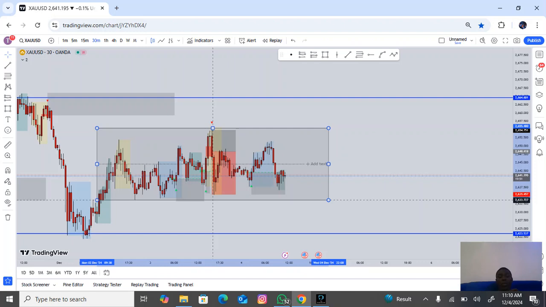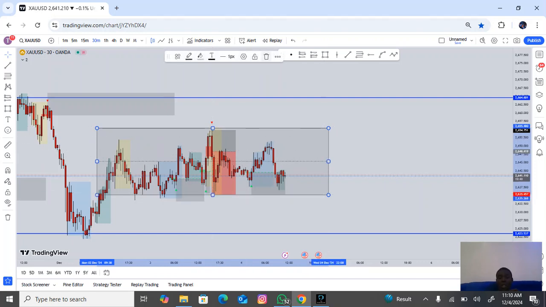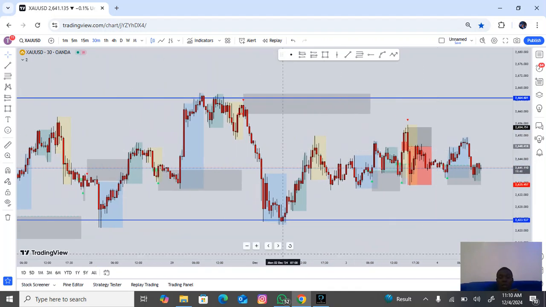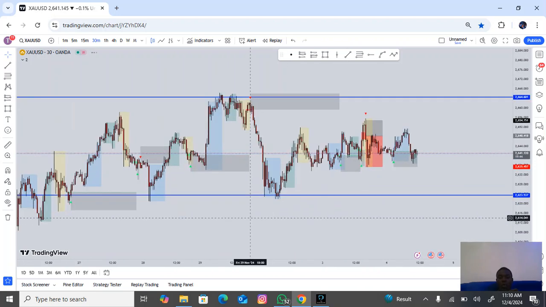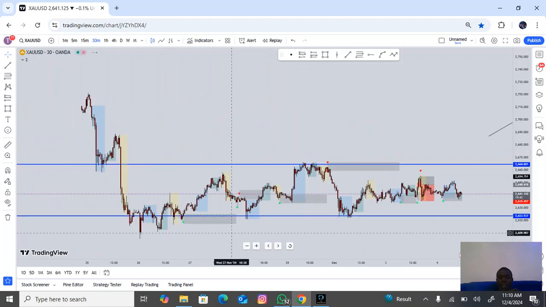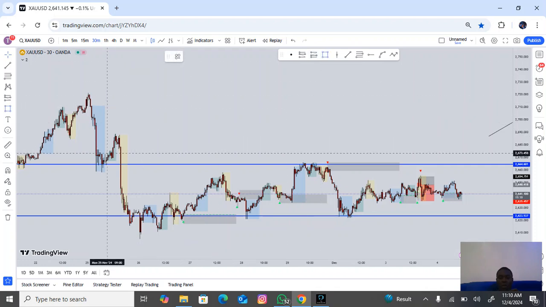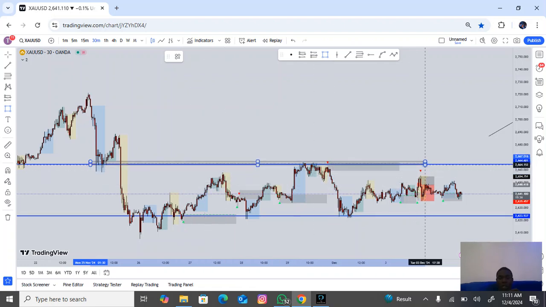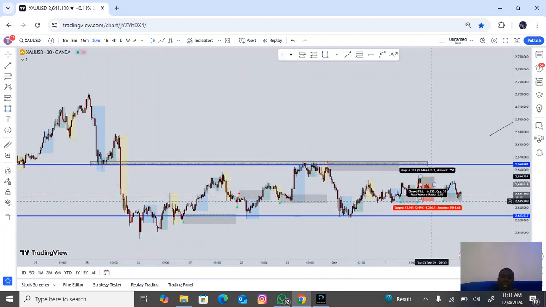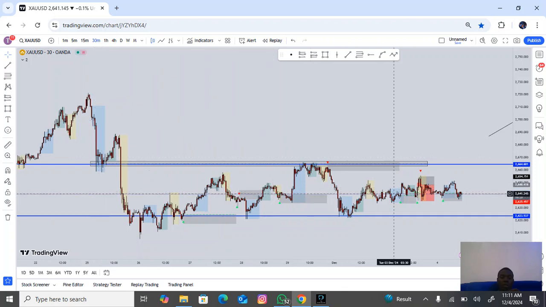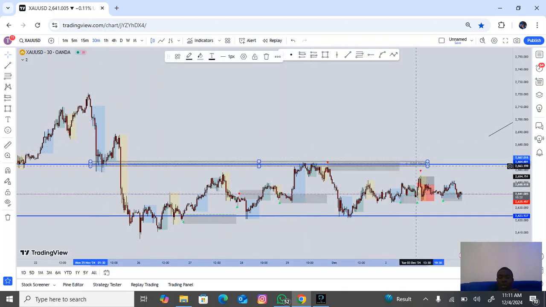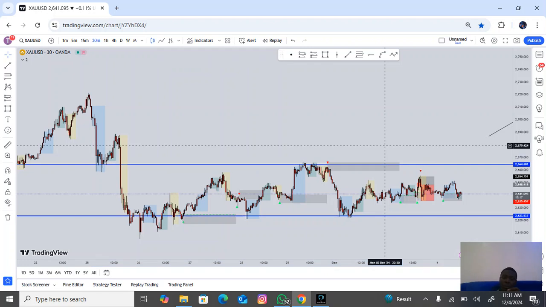You can even use it like this, something like this. But mostly people use it to draw zones, just like this support and resistance zone right here. As you can see, I just drew a zone right there. So people use the rectangle tool to draw a zone mainly. That's the most common use of it, right?